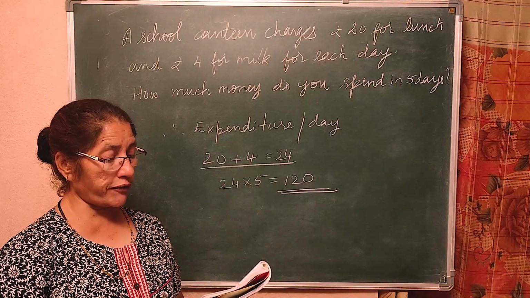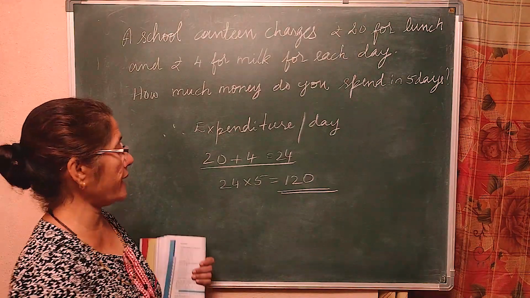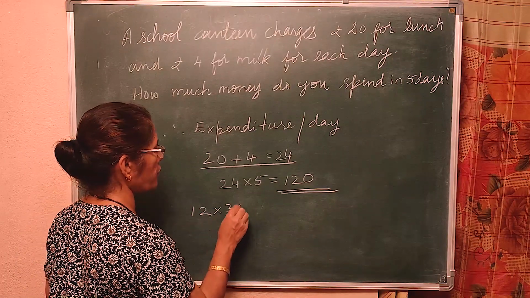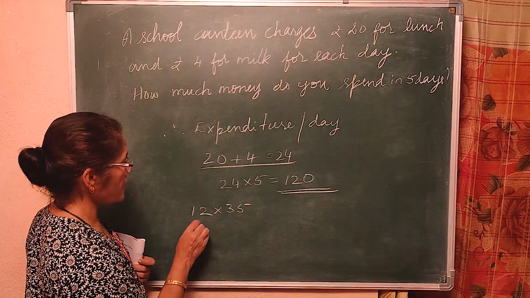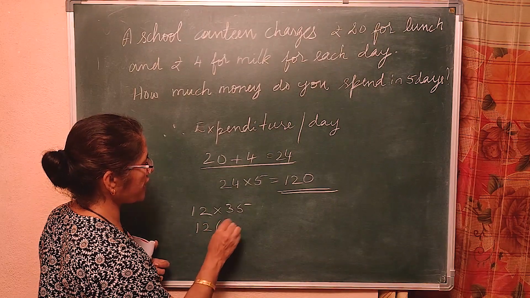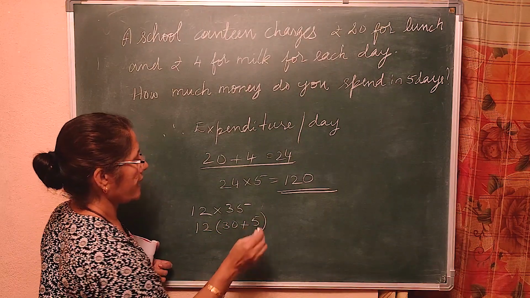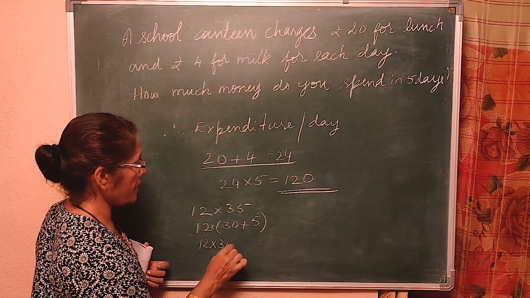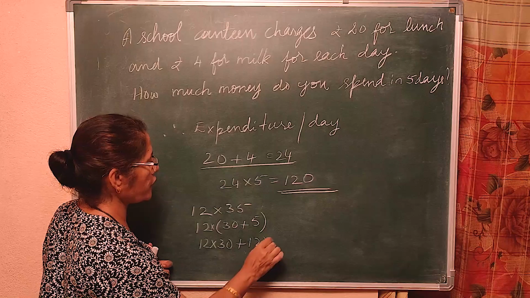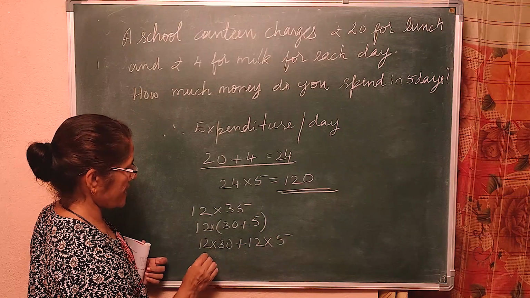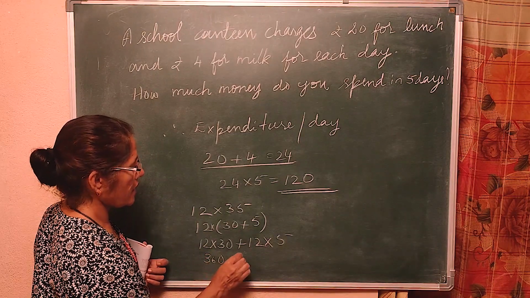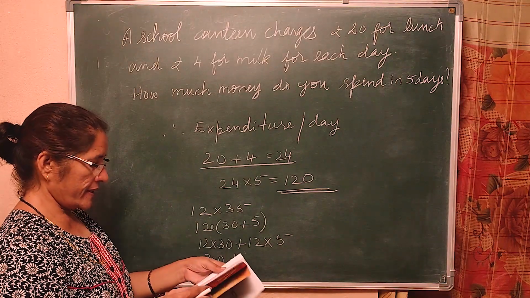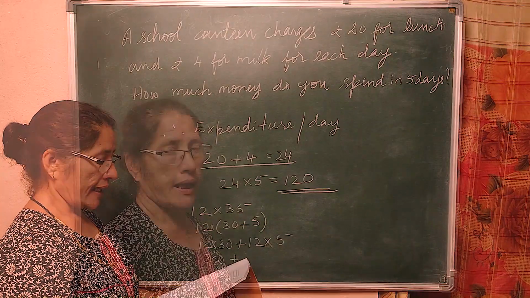find 12 into 35 using distributive property. 12 into 35. How can you use the distributive property? 12 into 30 plus 5. It is easy, you see. 12 into 30 plus 12 into 5. 12 3s are 36, 360 plus 12 5s are 60, 420. Am I right? Yes. So, example 7.